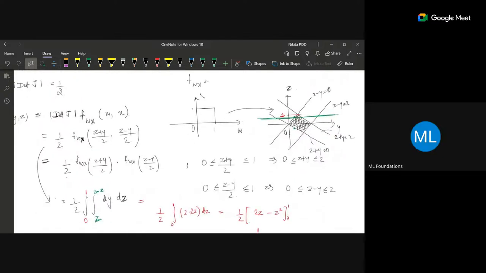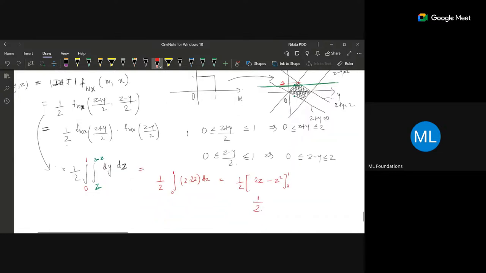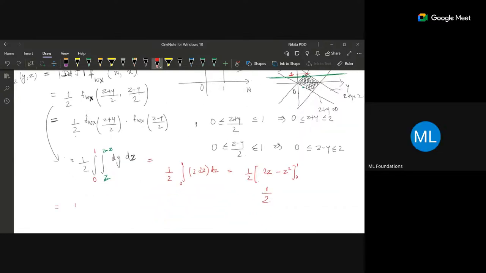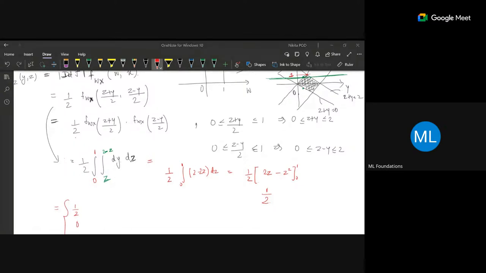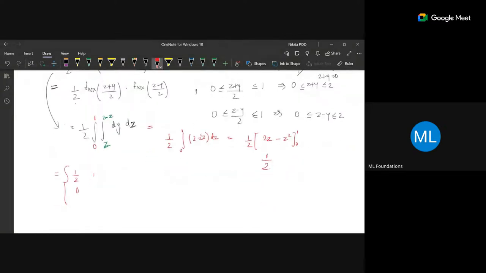We just needed to find the range for how y and z are going to vary. So this is how we are going to vary it. y lies between 0 and minus 2, z lies between 0 and 1, and this is otherwise.